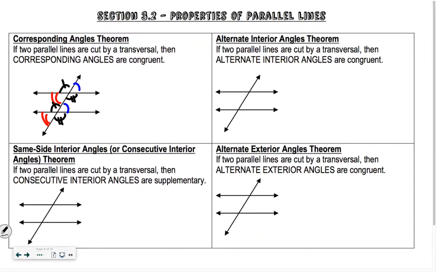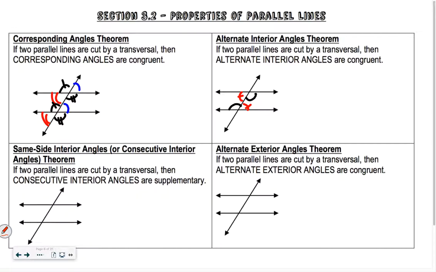So alternate interior angle theorem. The alternate interior angles theorem says if two parallel lines are cut by transversal, then alternate interior angles are congruent. So this angle and this angle are the same. Same with the ones on the other side, right? So this angle and this angle are the same. Does that make sense?